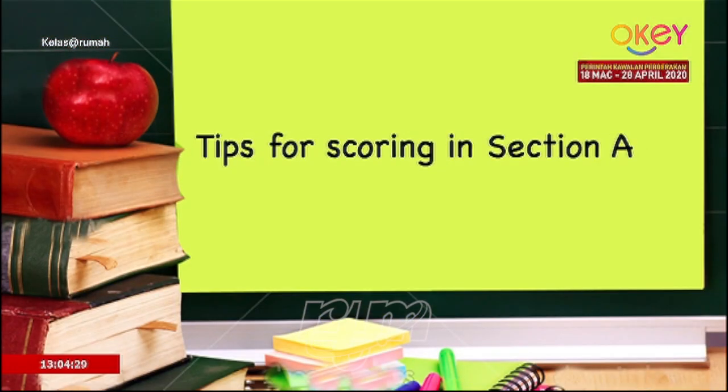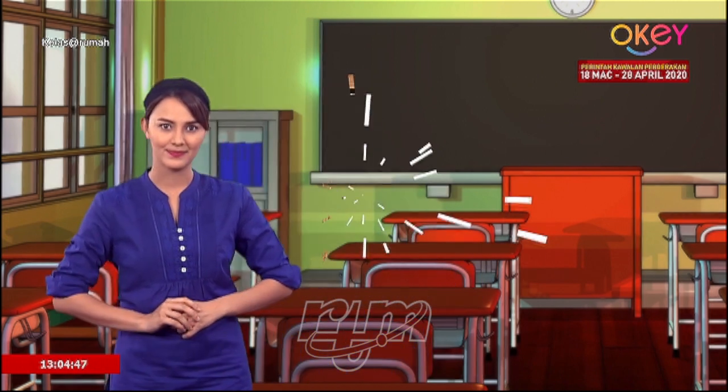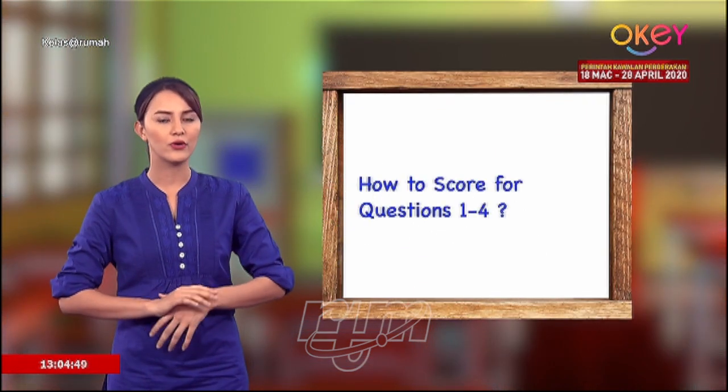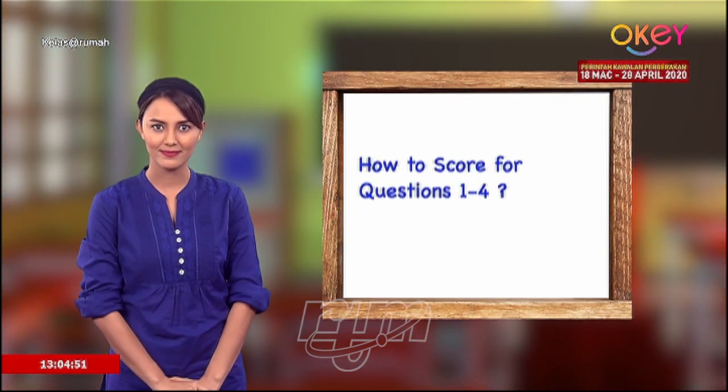Tips for scoring in Section A. I'm going to break down the tips into 3 parts. The first part is for questions 1 to 4. Second part is for questions 5 to 7. And third part is for questions 8 to 10. How to score for questions 1 to 4.